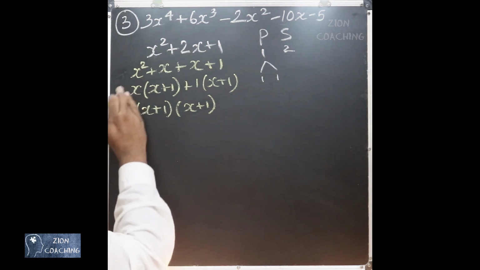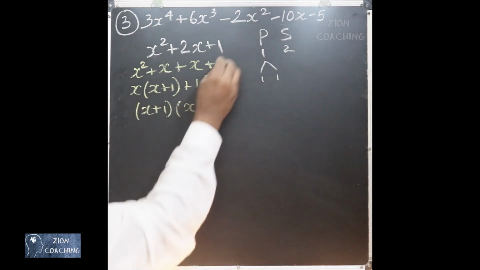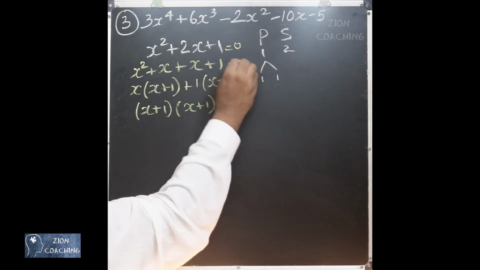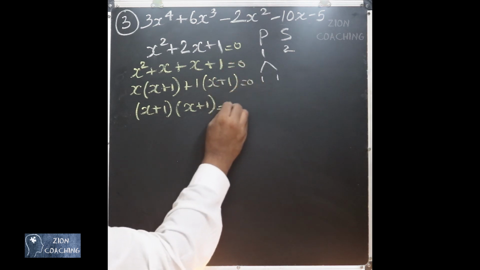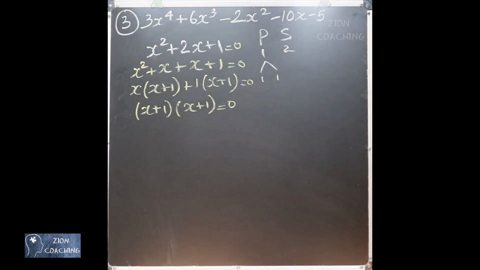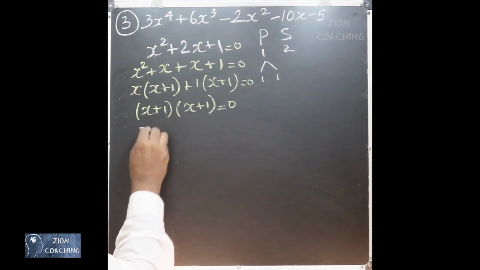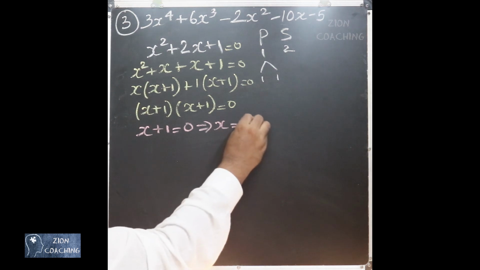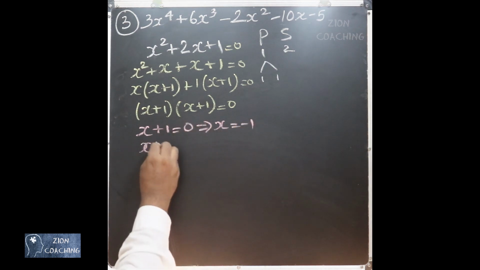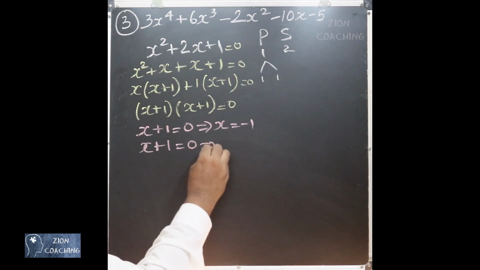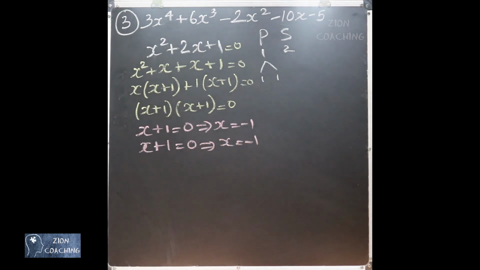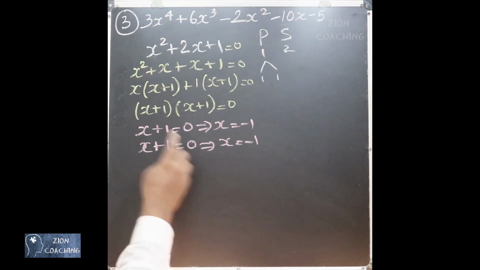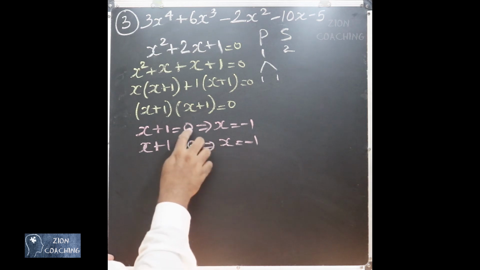Now since we are going to find the zeros, we are going to equate this to 0. Then we are going to have x plus 1 into x plus 1 equal to 0. Equating the first one to 0, we have x plus 1 equal to 0 implies x is equal to minus 1. Then the second one, x plus 1 equal to 0 implies x is equal to minus 1. Now we have found the remaining two zeros of the biquadratic polynomial.